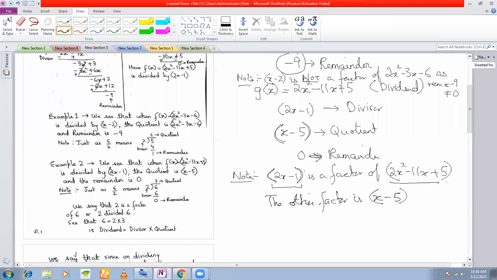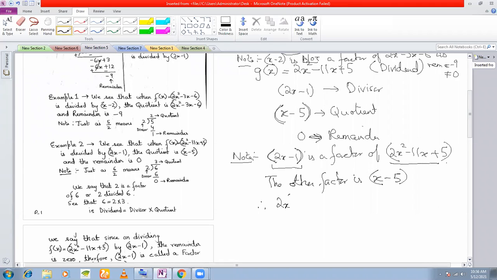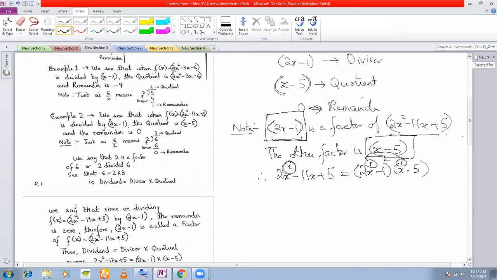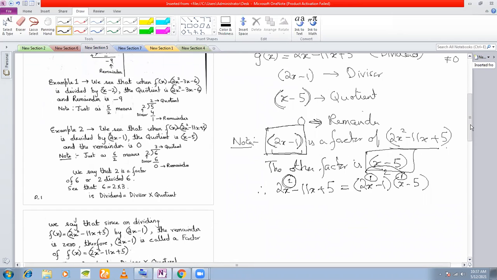And what you also see is that for 2x square minus 11x plus 5, what is the power of x here? That is, what is the degree of this polynomial? 2. This has been split into two linear factors, 2x minus 1 and x minus 5. Both powers of x are 1, so if you add up these two powers, you actually get 2. Similarly, for a cubic polynomial, you'll get 3 linear factors. For a biquadratic polynomial, you get 4 linear factors. Remember this.